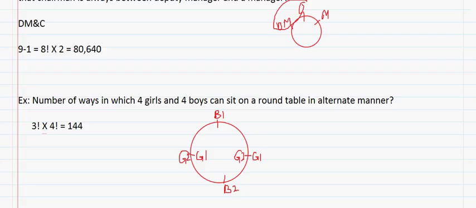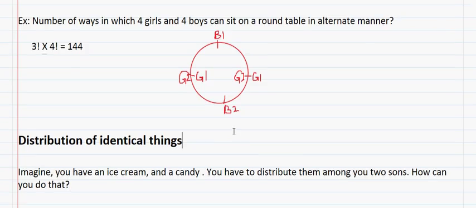I hope that you understood why we are doing 4 factorial here and not 3 factorial, because once the circle is earmarked by the boys, the arrangements would not be identical, right? They would be different. So that's why we are doing 3 factorial into 4 factorial. So this is about circular arrangements. We would do more examples in our question sheets.